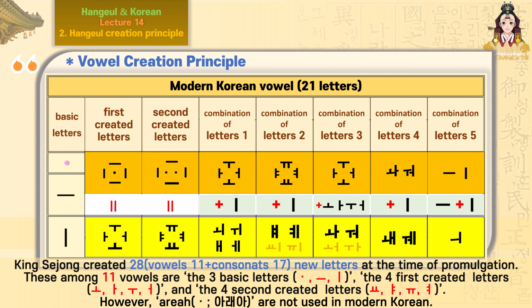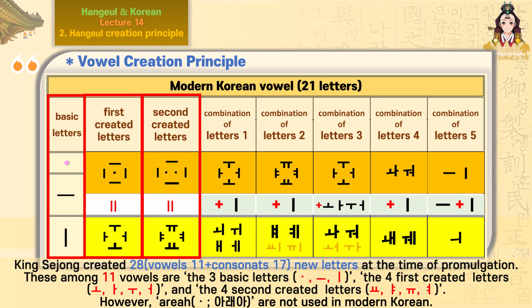King Sejong created 28 new letters at the time of promulgation. Among these, the 11 vowels are the 3 basic letters, Arya, U, E, the 4 first created letters O, A, U, A, and the 4 second created letters Yo, Ya, U, Ya. However, RA are not used in modern Korean.